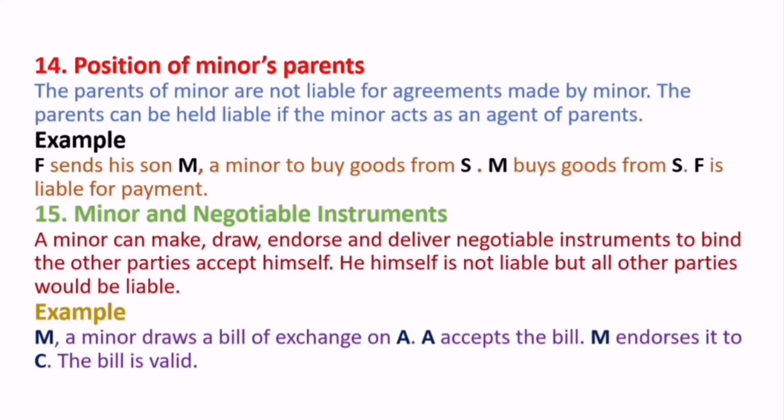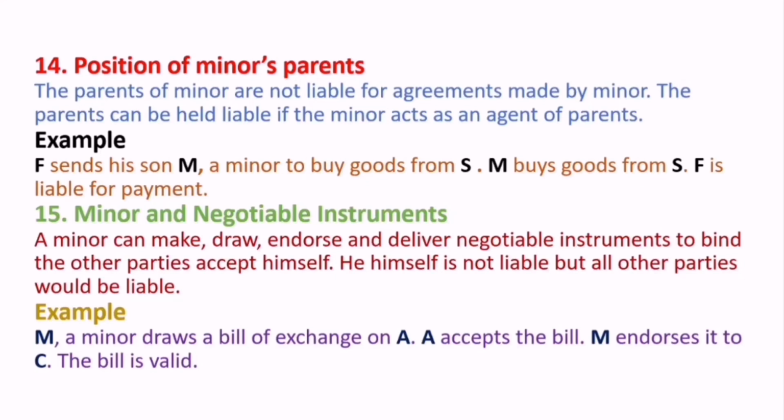The next is position of minor's parents. The parents of a minor are not liable for the agreements made by the minor. The parents can be held liable if the minor acts as an agent of the parents. So where the minor acts as an agent of the parents, there the parents are responsible, otherwise not.